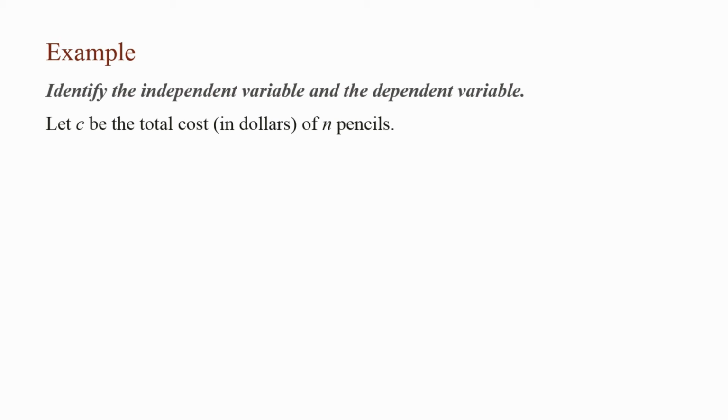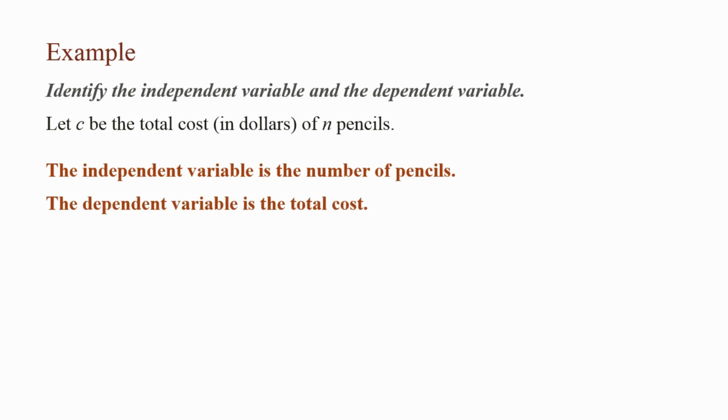In this example, we want to identify the independent variable and the dependent variable. We want to let C be the total cost in dollars of M pencils. How much we pay is going to depend on how many pencils we buy. So the independent variable is the number of pencils. The dependent variable is the total cost.